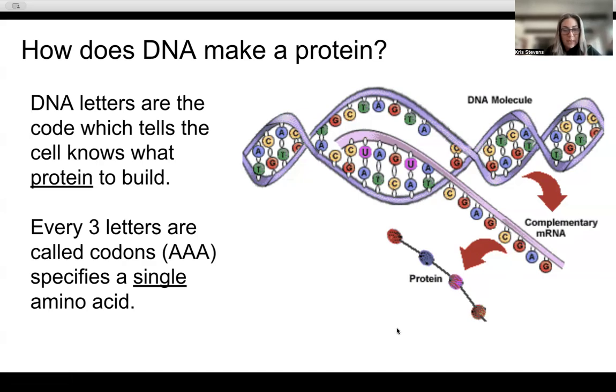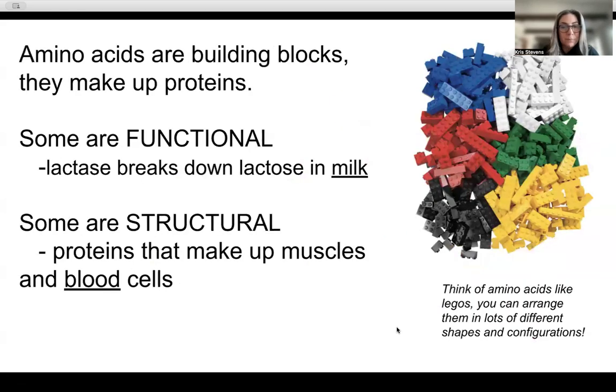So first it's DNA, RNA, protein: replicate, transcribe, and then to translate, you take 3 letters, you put them together, and that forms a codon. And then you have to be able to read a codon chart. You don't memorize it, you utilize it. Why are amino acids important? Remember, these build proteins. They're the building blocks that make proteins. Some are functional, like lactase breaks down lactose. Remember, if it ends in ASE, typically it's an enzyme.